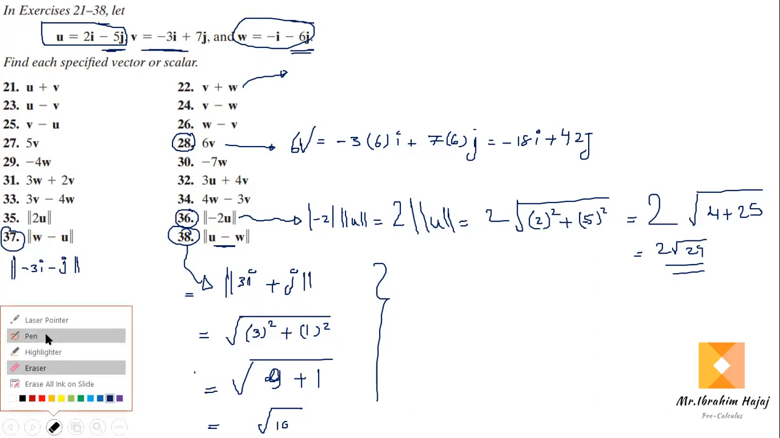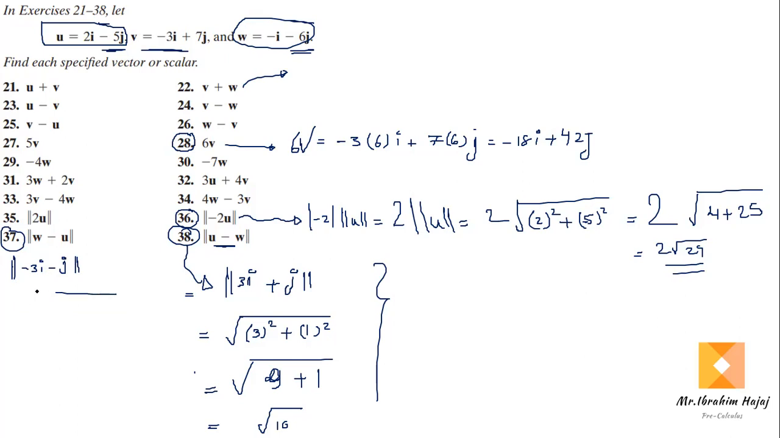Then the square root of radical 3 squared plus 1 squared, which is 9 plus 1, which is what? Radical 10. The same. Okay.